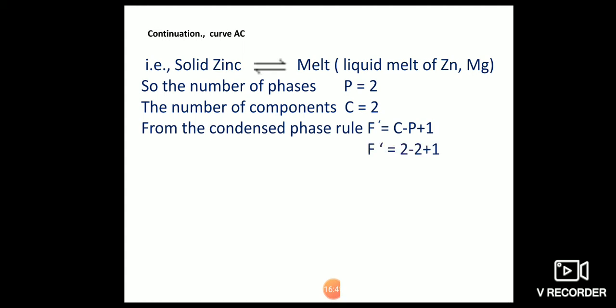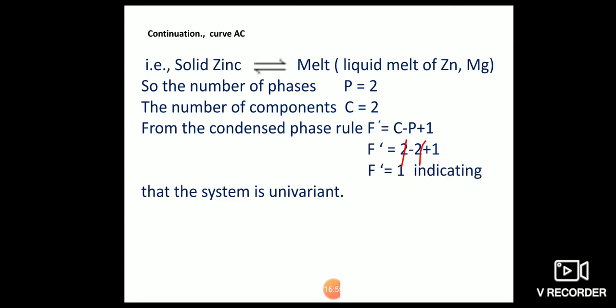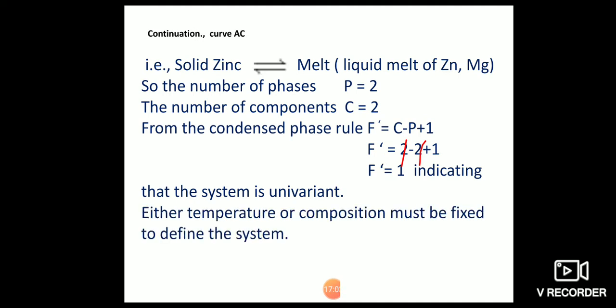By substituting the values, C equal to 2, P equal to 2 in this equation, we get F dash is equal to 2 minus 2 plus 1. So 2 and 2 get cancelled. F dash is equal to 1. That indicates the system is univariant. What do we mean by univariant? Either the temperature or composition must be fixed to define the system. This is the meaning of univariant.